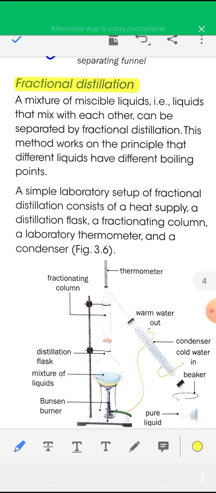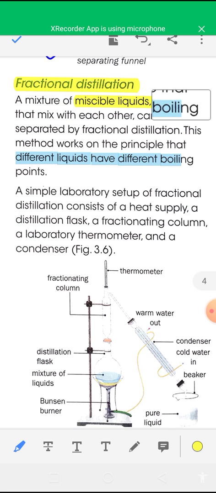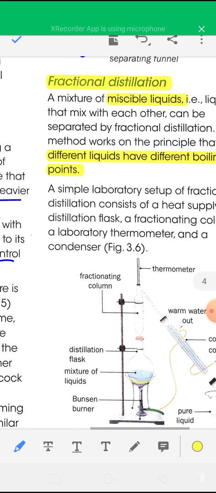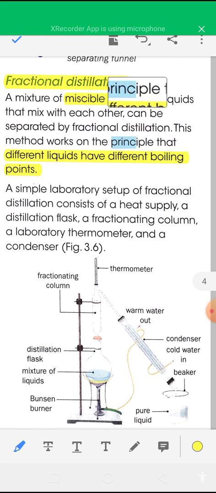Using fractional distillation method, you can also separate a mixture of miscible liquids. Immiscible liquids can be separated by using separating funnel, and a mixture of miscible liquids can be separated by fractional distillation. A mixture of miscible liquids, that is liquids that mix with each other, can be separated by fractional distillation. And this method works on the principle that different liquids have different boiling points. Based on this principle, fractional distillation works.